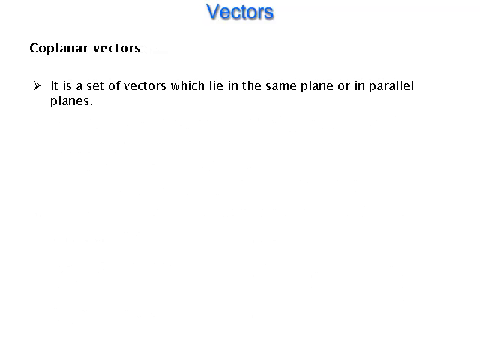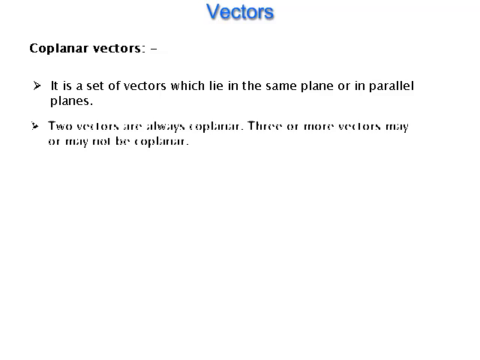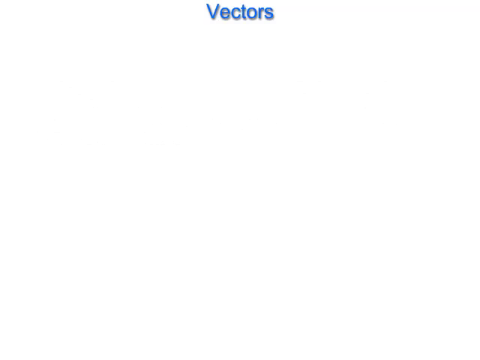A set of vectors which lie in the same plane or in parallel planes are called coplanar vectors. The vectors which are not coplanar are called non-coplanar vectors. Clearly, two vectors are always coplanar. Three or more vectors may or may not be coplanar. Conditions for coplanarity of three or more vectors are given in the following theorems.